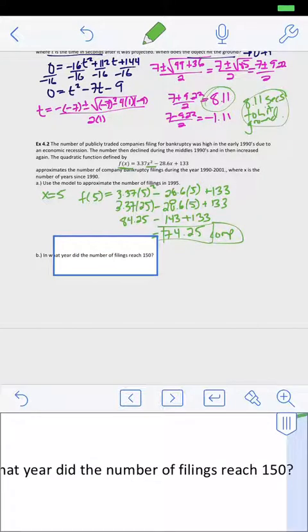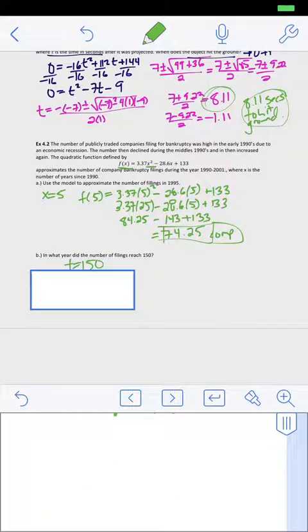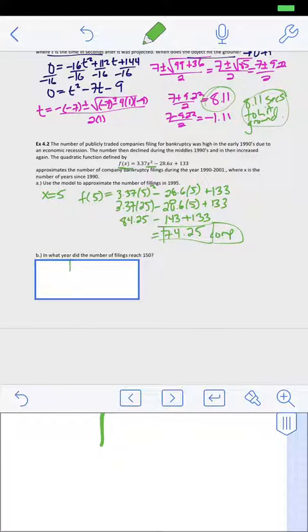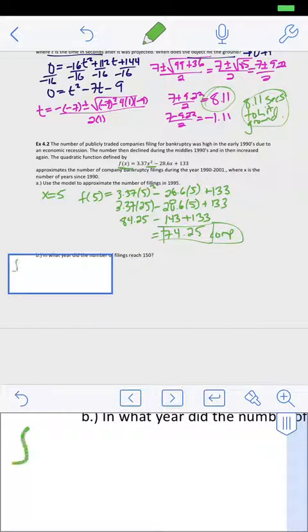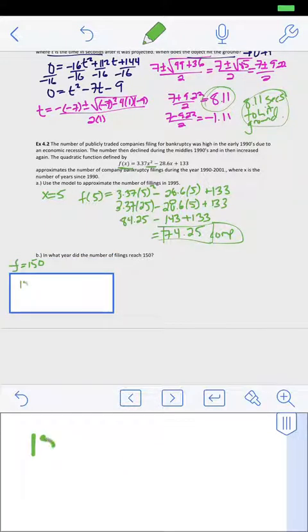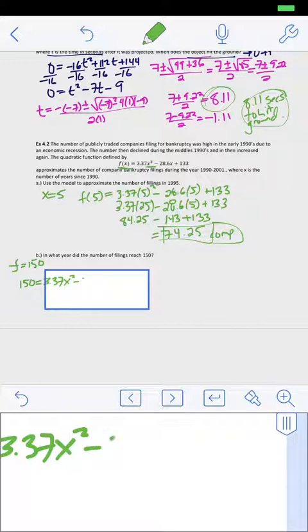So now we know things about the filings. We know F is equal to 150. So let's plug in 150. Oops. Let's write that better. So I know F is equal to 150 filings. In other words, I know the left-hand side of the equation is equal to 150, right? So this is different. I'm asked now, when did something happen? X is the when, right? X is the when. So let's plug that in, and we will see when we reached 150.